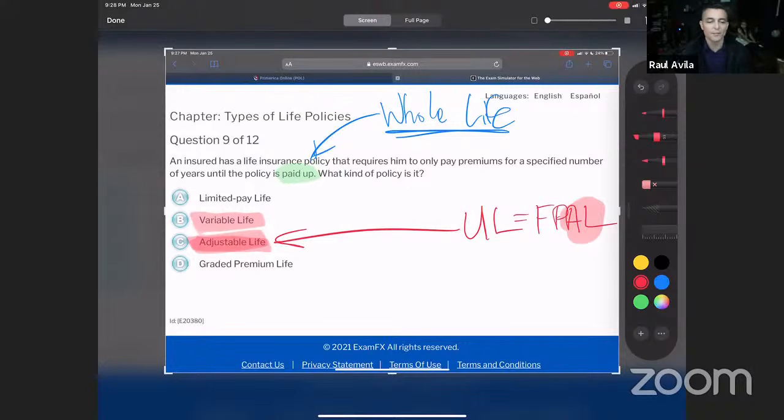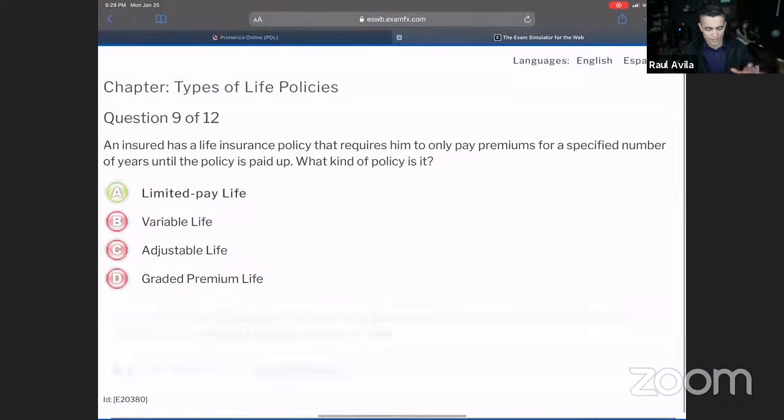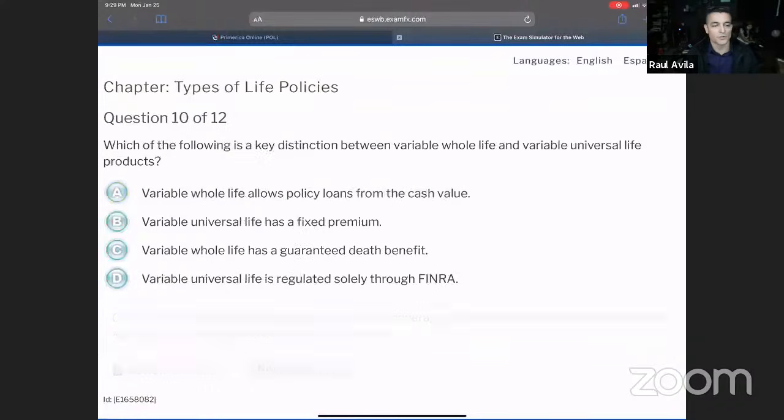But right here, they're talking about something that you pay for a specific period of time, and then it's paid up. And the answer says it. Look at A. A says limited pay life. Beautiful. The answer is A. Got it, guys? This is good, man. You guys are learning. Let's go to the next one.